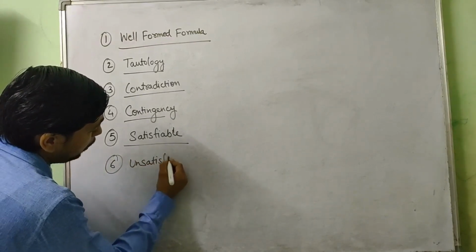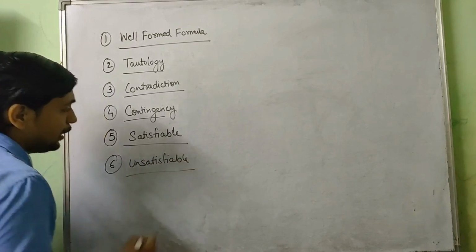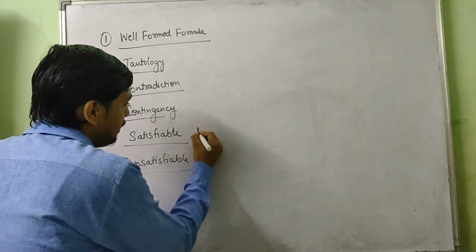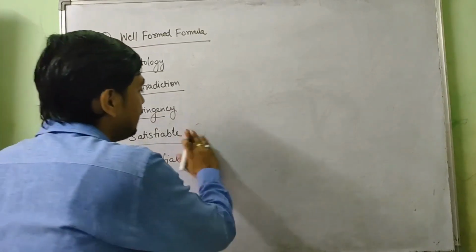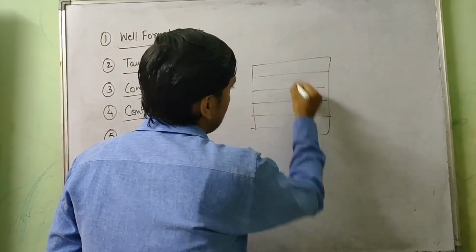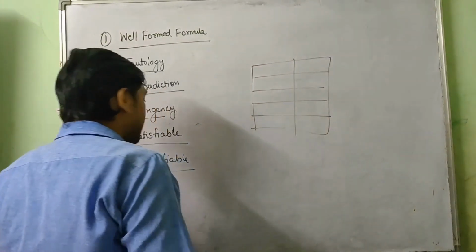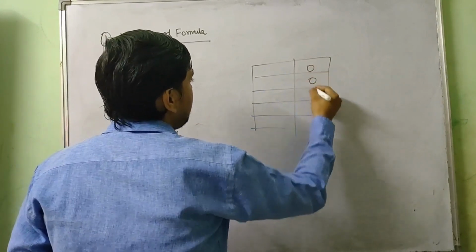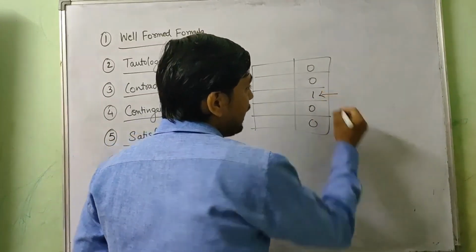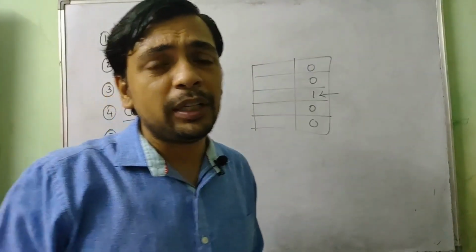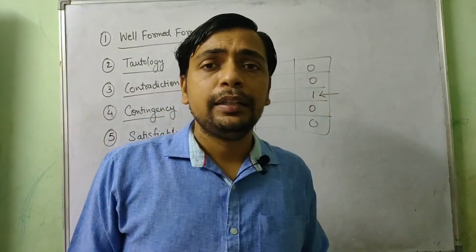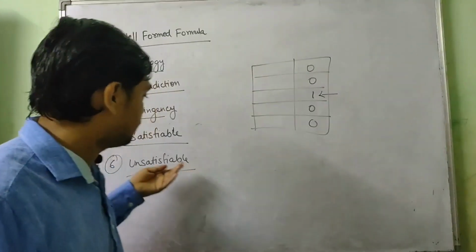Unsatisfiable. So all those propositions in which it is having any one. Suppose this is the truth table, these are the rows, and this is the result column. In the result column, if any one of the rows is resulting into 1, it's not like all of them should be 1. If any one is there, it is still satisfiable.